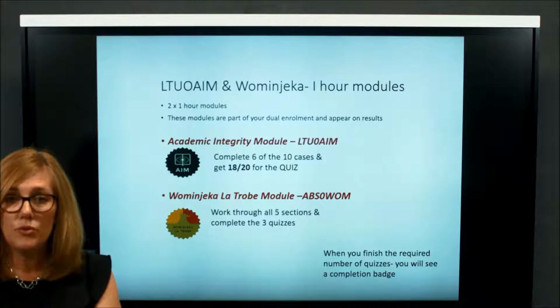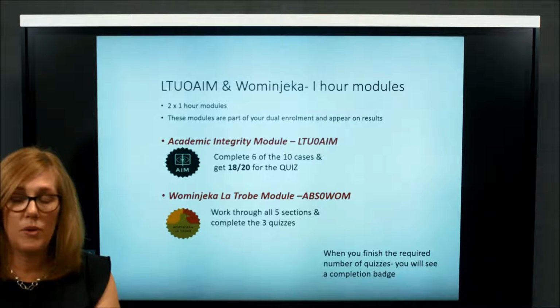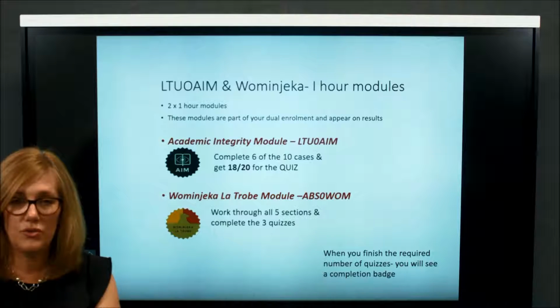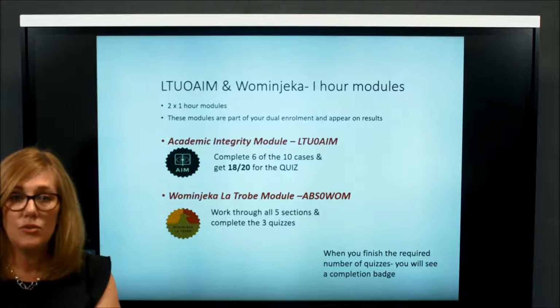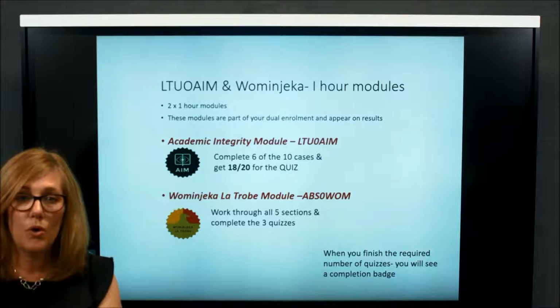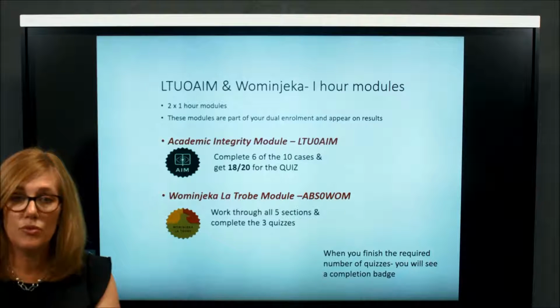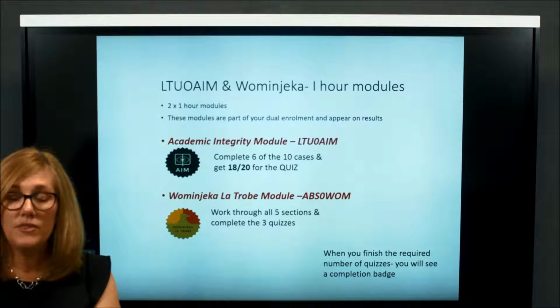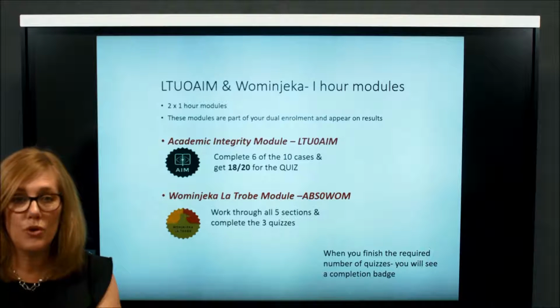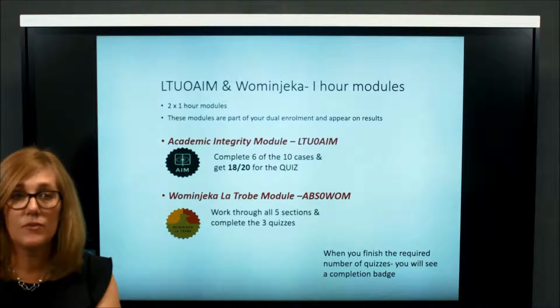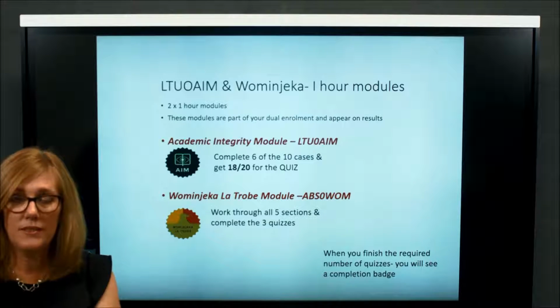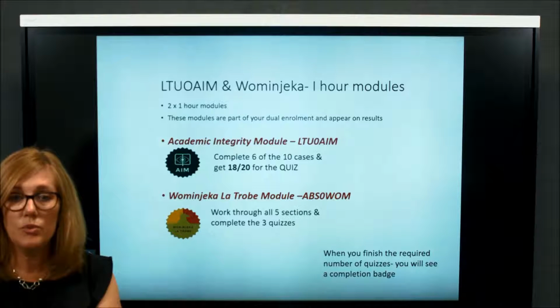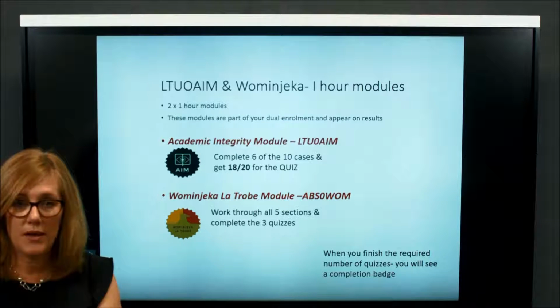The online modules. There are 2 online modules that we make available for students during their dual enrolment. These are called LTU AIM and Wominjeka. LTU AIM is an academic integrity module and Wominjeka is a cultural diversity module. They are both specific to La Trobe and all La Trobe students do these every year in their first year of enrolment. They take about 1 hour to complete, and when you finish, you'll receive a badge, a completion badge.